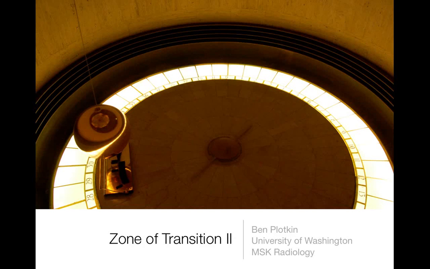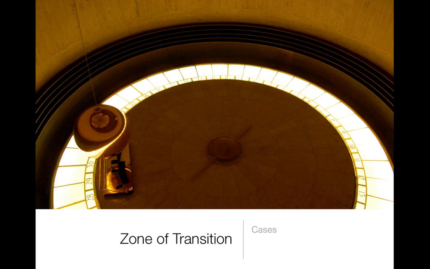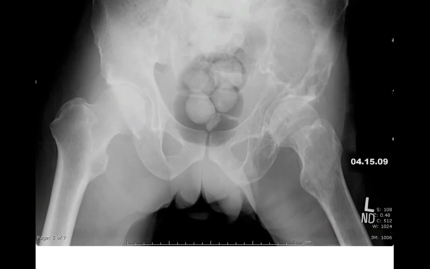Alright, so we're going to look at some cases now that deal with zone of transition and how to describe the zone of transition, and some examples, and go through some of the differentials of what these lesions that we'll look at are going to be. So all these are cases, and we'll just go through them just like you're taking a case at a board review or even in real life while you're reading in front of the view box.